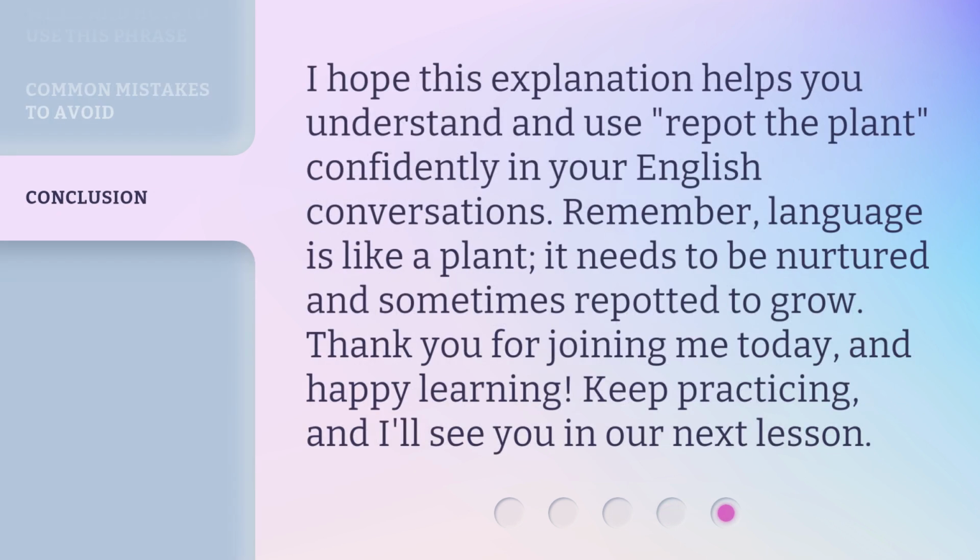I hope this explanation helps you understand and use repot the plant confidently in your English conversations. Remember, language is like a plant. It needs to be nurtured and sometimes repotted to grow.